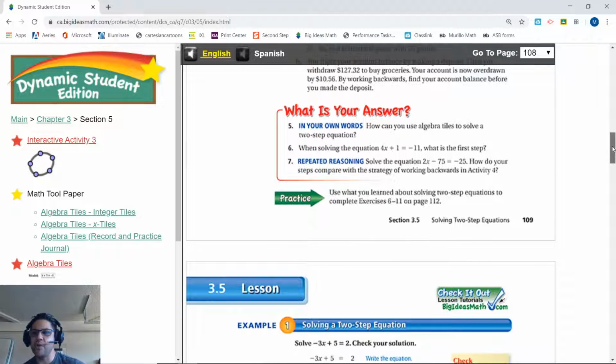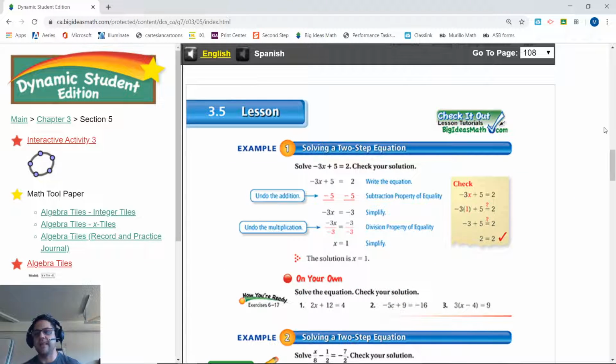Now, there might be one or two problems thrown in there that deal with your distributive property, and then you do the adding, subtracting, and multiplying, dividing. All right, so small reminder. Let's have the variable on the left side, which we actually do here and with on your own, so I won't have to make that adjustment that I showed you previously.